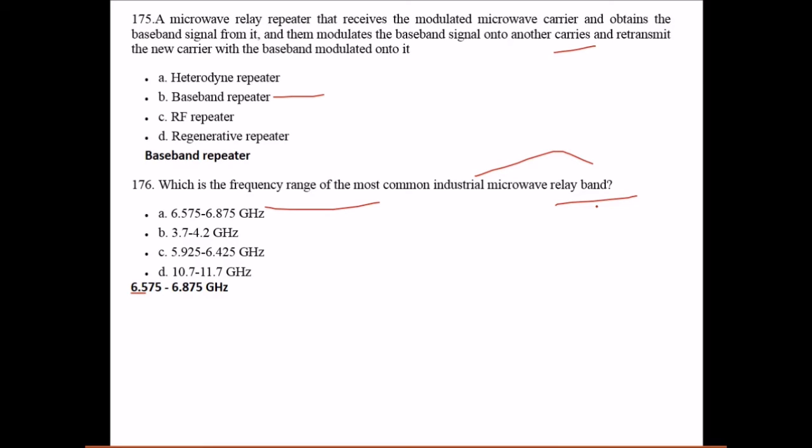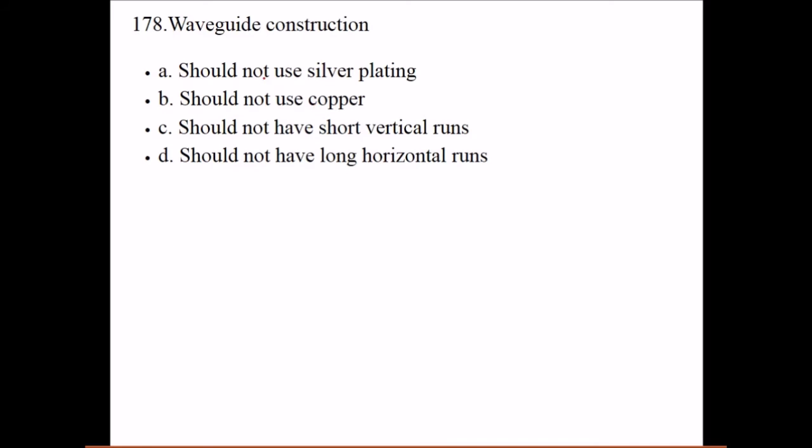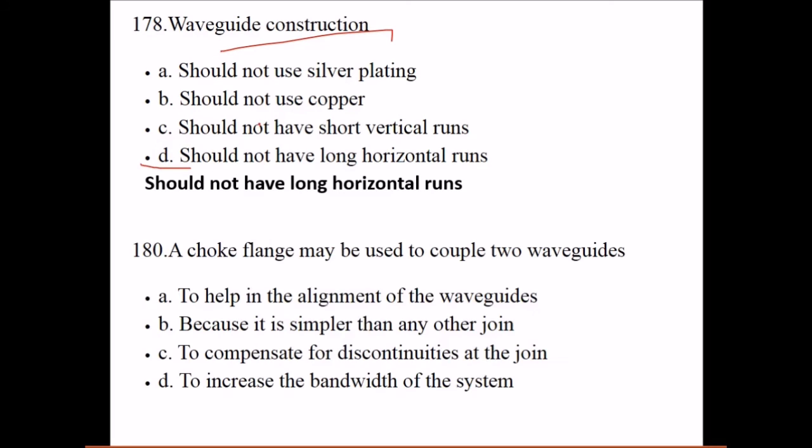6.575 to 6.875. When a particular mode is excited in the waveguide, there appears an extra electric component in the direction of the propagation. The resulting mode is transverse magnetic. So waveguide construction should not have long horizontal runs. So a choke flange may be used to couple two waveguides to compensate for the discontinuities at the joint.